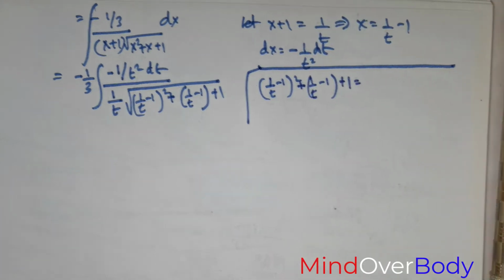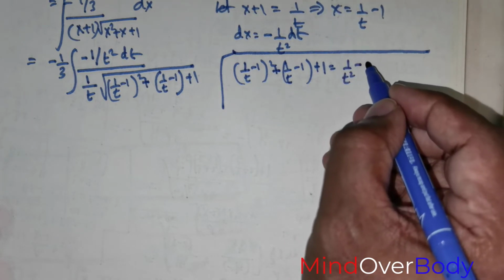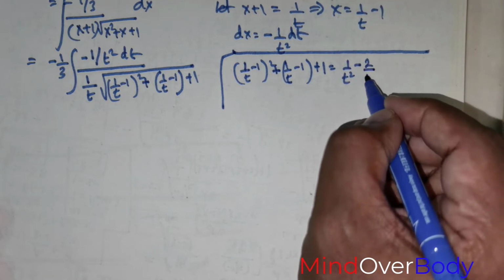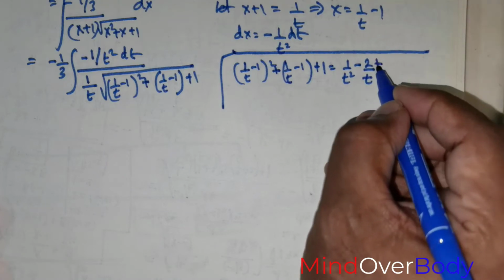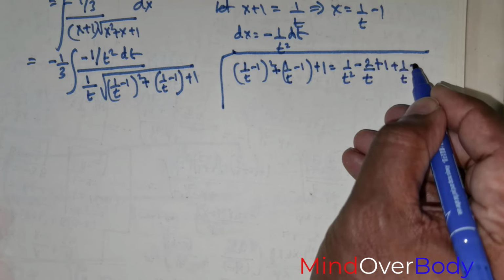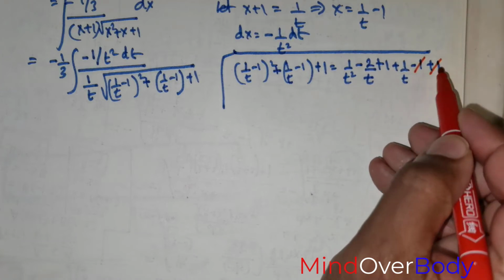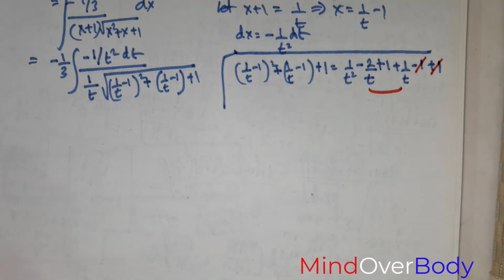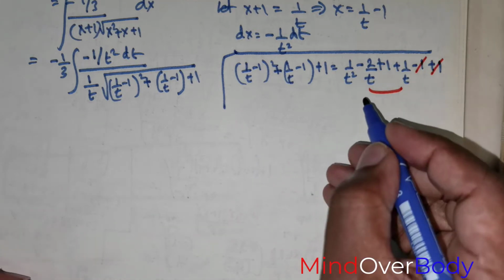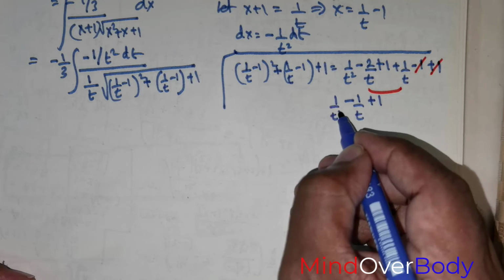This can be rewritten as, if I were to expand this, this is going to be 1 over t squared, negative 2 times t, in other words 2 over t, positive 1 over t, negative 1 positive 1. Now clearly we can get rid of this negative 1 positive 1, and then we can add this negative 2 over t and 1 over t. That will give me negative 1 over t. I have a 1 and I have a 1 over t squared.